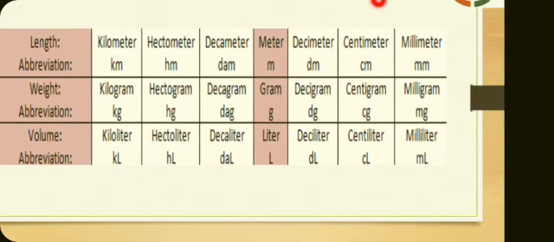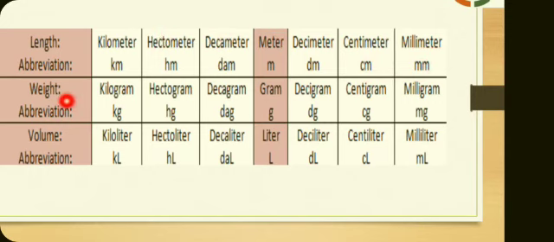The largest unit is the kilometer and the smallest unit is the millimeter. Now look at this picture: kilometer, hectometer, decameter, meter, decimeter, centimeter, millimeter. Kilometer is written as km, hectometer as hm, decameter as dam, meter as m, decimeter as dm, centimeter as cm, and millimeter as mm.